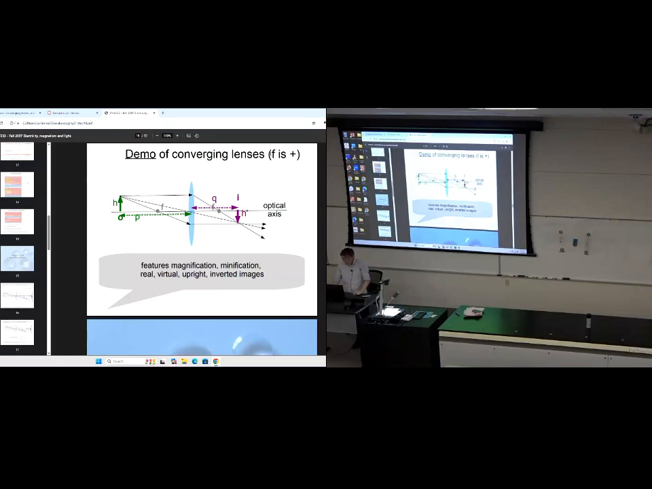I don't think I actually explicitly said that a converging lens, like a converging mirror, has a positive focal length. That's the key characteristic that says it's converging. It's a positive focal length. A diverging lens, like a diverging mirror, has a negative focal length. That's the key sign characteristic that says it is diverging. So that's important.